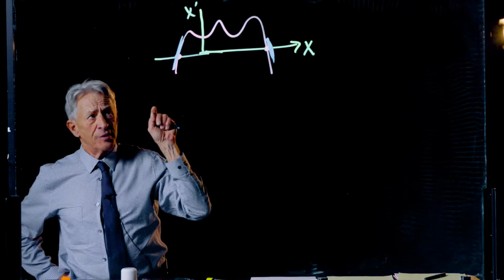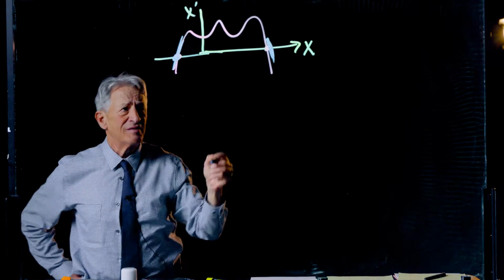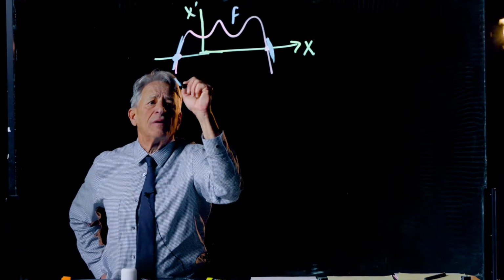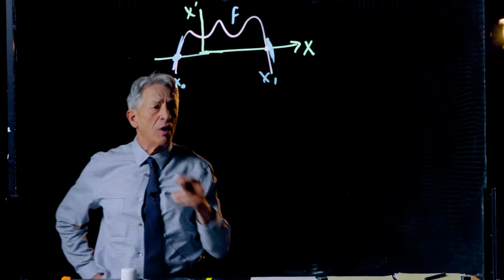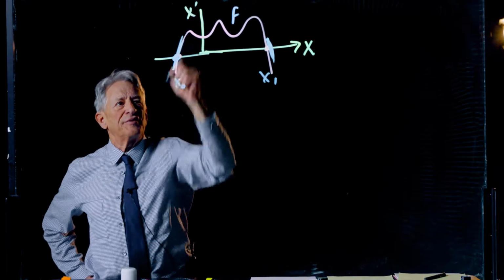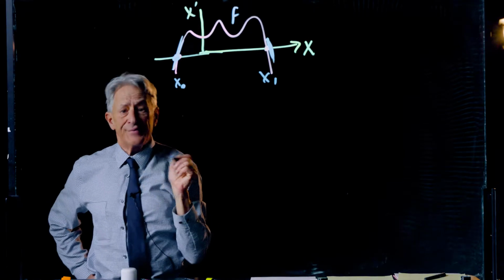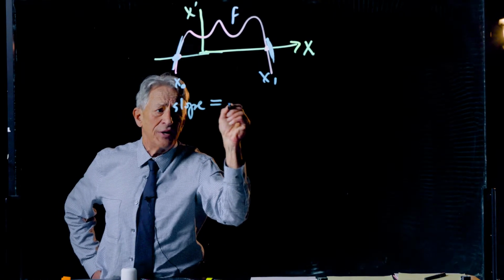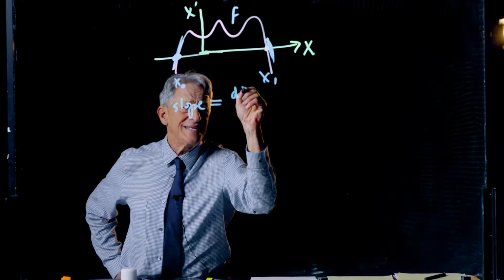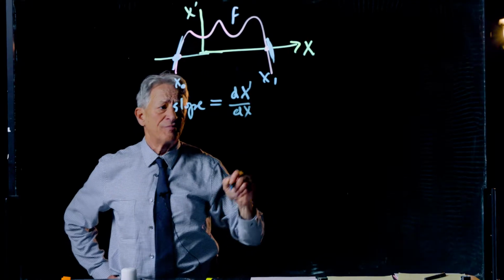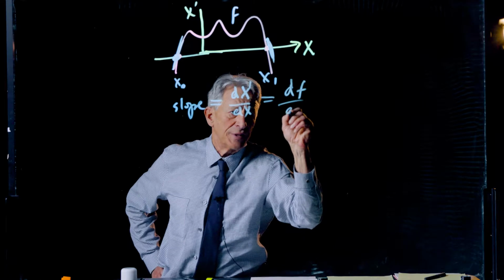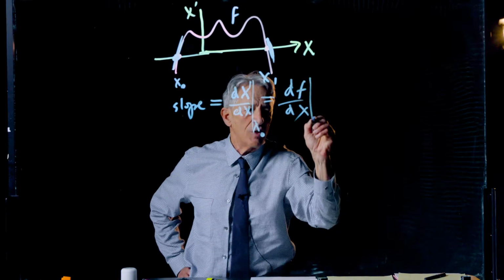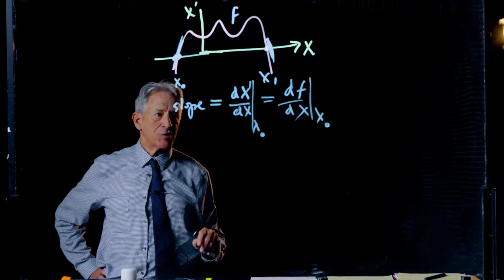Now, going back to calculus, you remember what that slope is. If the function is called f, and this is the point x0, and let's say this is the point x1, then the slope of the function at x0 is equal to the slope of the tangent at x0, and that slope is equal to the derivative dx prime/dx, or df/dx if you prefer. This is the slope evaluated at the point x0, or again at the point x1.